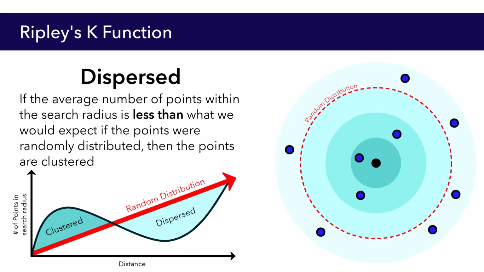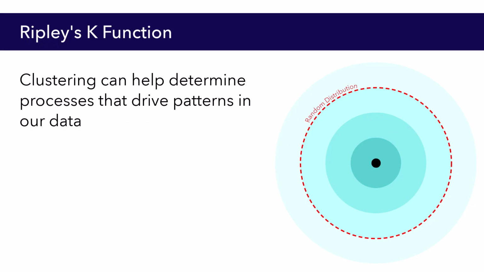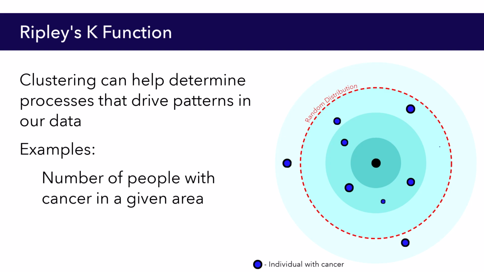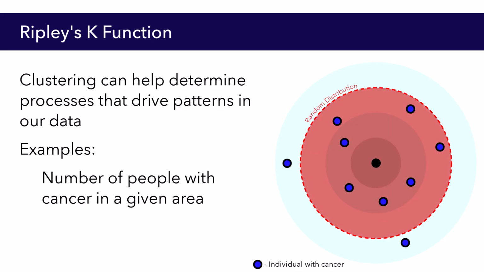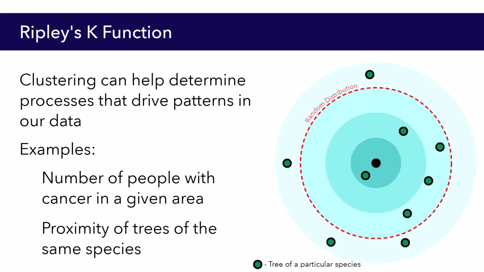considered dispersed. We often want to know whether points are dispersed or clustered because it can lead us to investigate what processes are driving the patterns. For instance, if we are studying the prevalence of cancer in a community, we might want to know if the individuals with cancer are all spatially clustered together, perhaps in the same neighborhood, which could indicate an environmental source might be causing the illnesses. In conservation, we might want to know whether trees of the same species are clustered together in a forest, which might raise their susceptibility to disease.